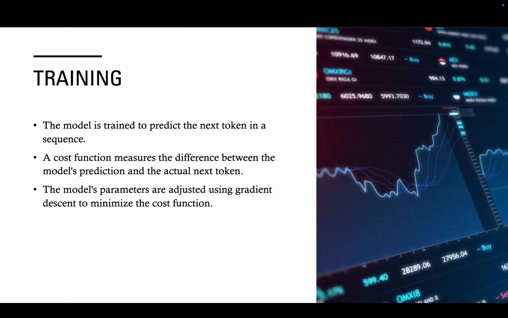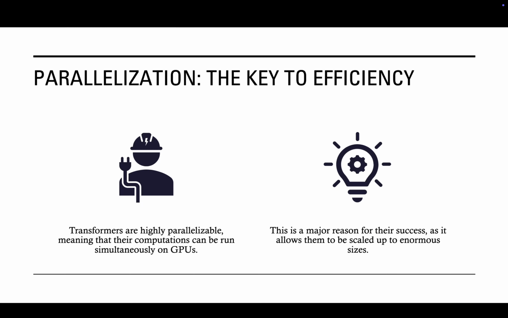Now, every large language model has to undergo training, just like a neural net does. So the model is trained to predict the next token in a sequence. Just like neural networks, like we learned earlier, there is a cost function that measures the difference between the model's prediction and the actual next token. The model's parameters are adjusted using gradient descent to minimize that cost function to ensure there's as much accuracy for that model in its training.